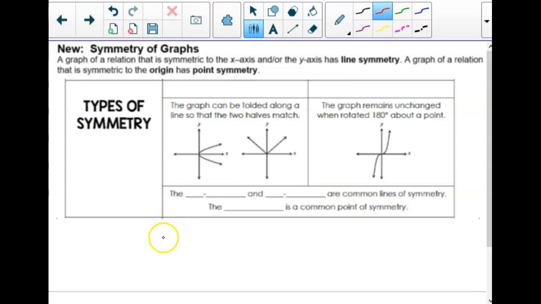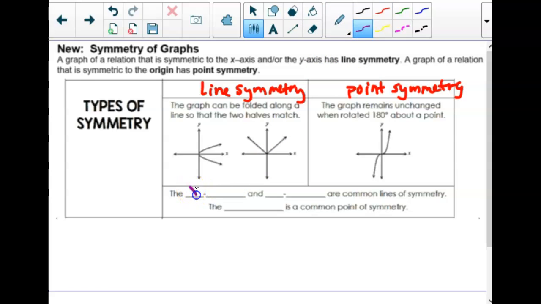All right, this is one of the hardest concepts for students, and I'm not really sure why. It says a graph is a relation that is symmetric to the x-axis or the y-axis. A graph of a relation that is symmetric to the x or y axis has line symmetry. A graph of a relation that is symmetric to the origin has point symmetry. Okay? So these would have line symmetry, and this has point symmetry. I'm not going to ask you that.